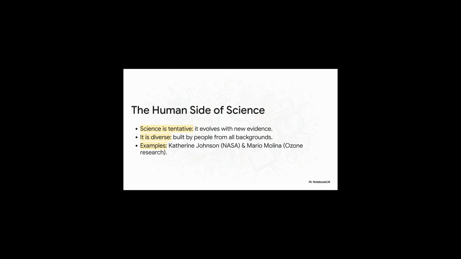We have to show students that science is a human story. It's not some ancient book of facts that never changes. It's a living, breathing process of discovery that's always evolving. And it's a story that's been written by incredible people from every background imaginable. People like Katherine Johnson, who did the math to get us to the moon, or Mario Molina, who helped save the ozone layer.